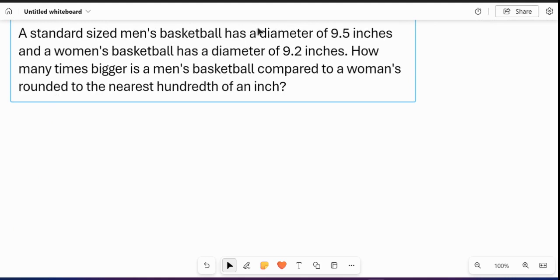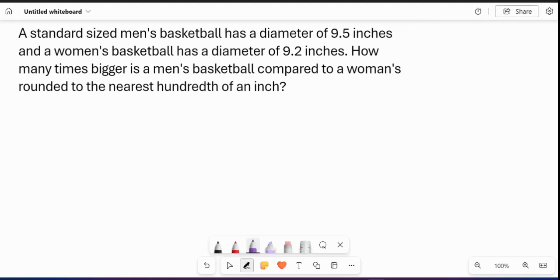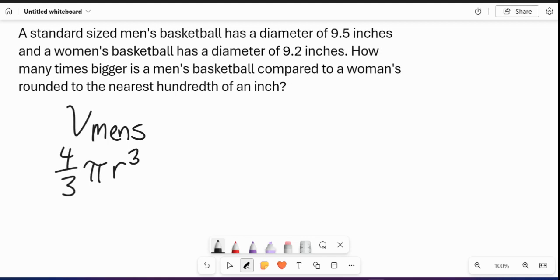A standard men's size basketball has a diameter of 9.5 and a women's basketball has a diameter of 9.2. How many times bigger is a men's basketball compared to a women's basketball? So again, we're going to compare the men's, which again is a sphere. So it's 4/3 pi r cubed. Now this one says the diameter is 9.5. That means the radius is 9.5 divided by 2, which is 4.75.